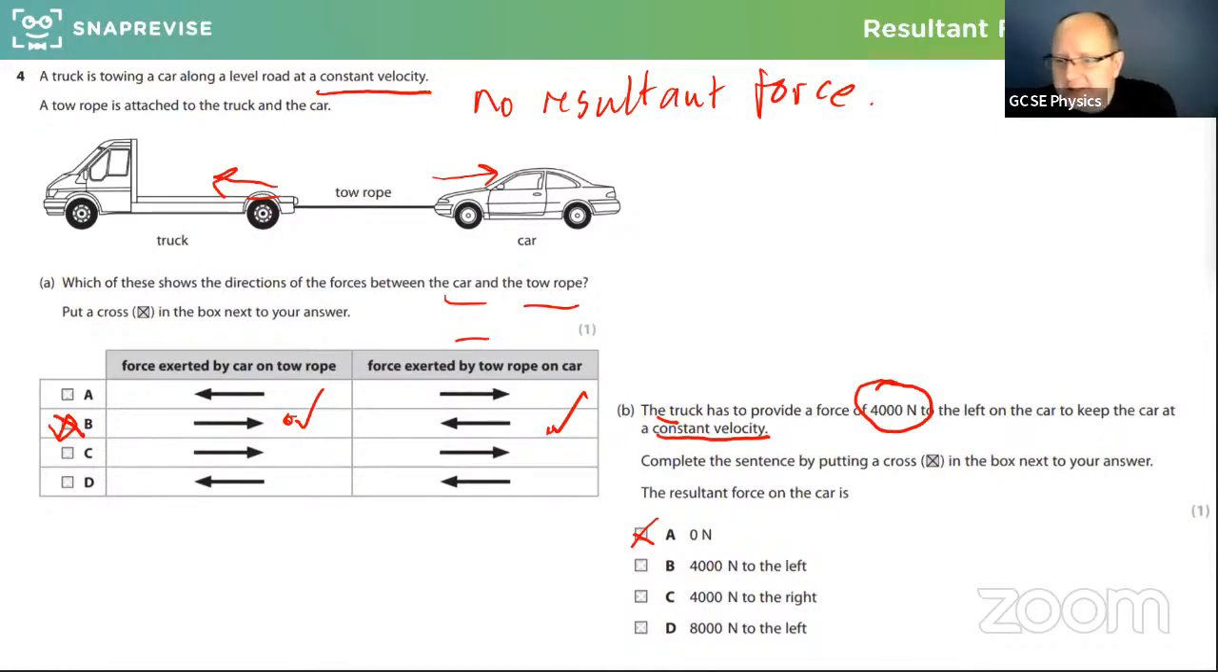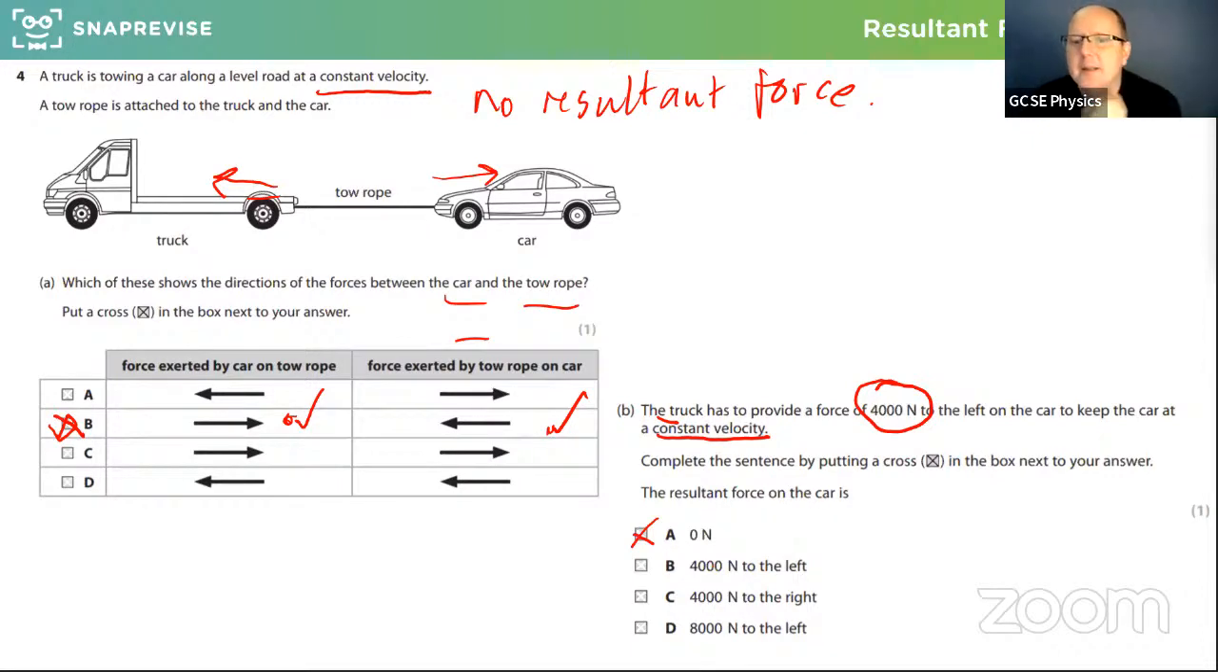So the answer there is C, Winning. The car is pulling back 4,000 newtons to the right, but because there's a 4,000 newton force to the left as well from the truck, the two forces in opposite directions being vectors, they cancel each other out to nothing, which is why the answer is A in this case, zero.